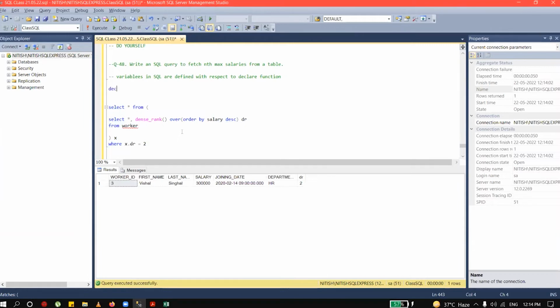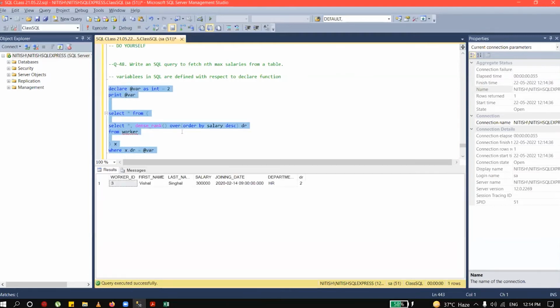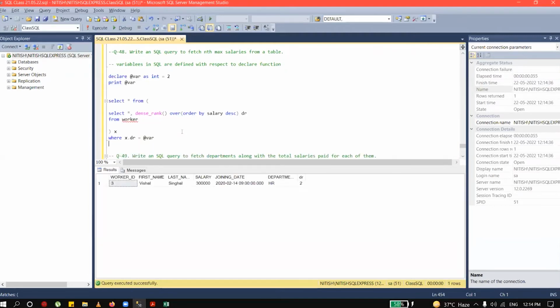So we write here declare. Now you can write anything over here, @where, your variable, check the type of it as, let's say, int, is equal to 2. I'll print my @where. You can see that's 2. So whatever values I'm passing here to @where should be reflected. So this is the second position, the second one. You change the value above to 4, and then it will be the fourth one.